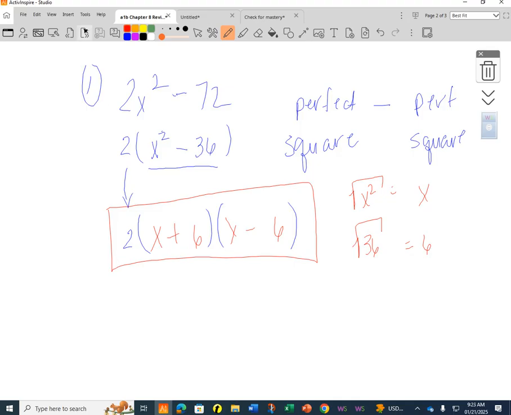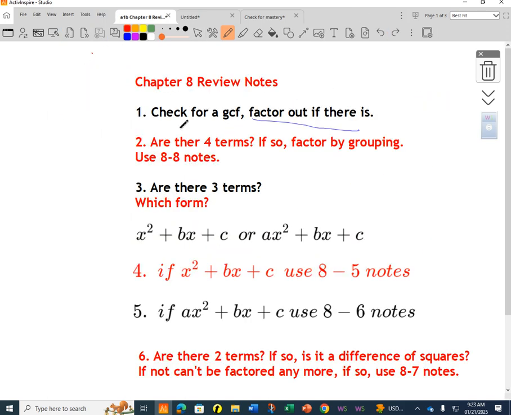2. Okay. 6b squared plus 11b plus 3. Okay. Our first step in our note says to check to see if there's a greatest common factor. Akira, is there a greatest common factor? There is not. So then our next step says, are there 4 terms? There are 3 terms. Okay.